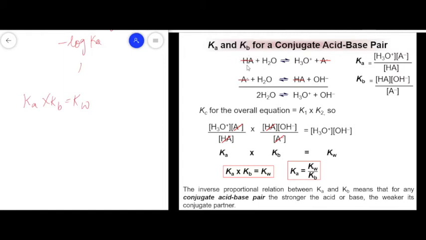So if I'm talking about an acid, HA plus water, HA is an acid, so it's going to donate its proton to water to form H3O plus and A minus.